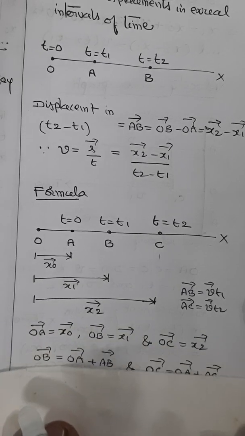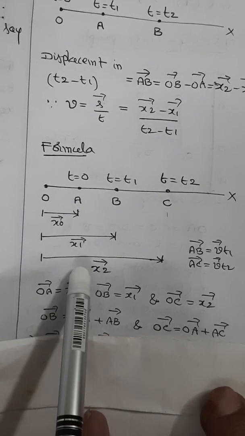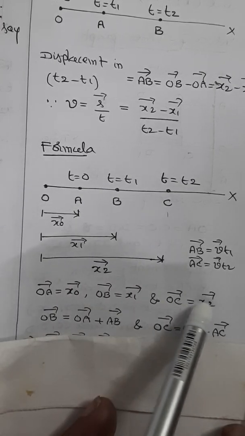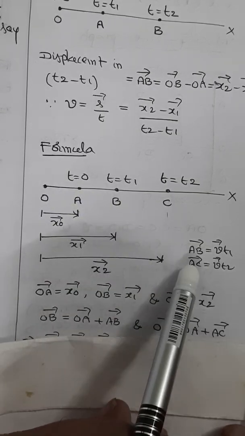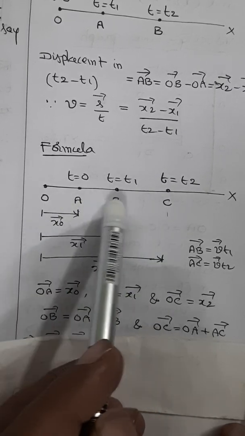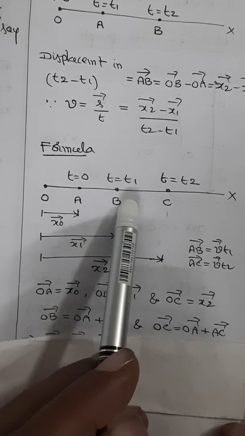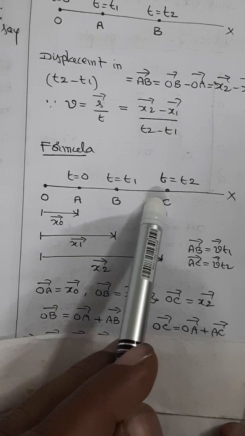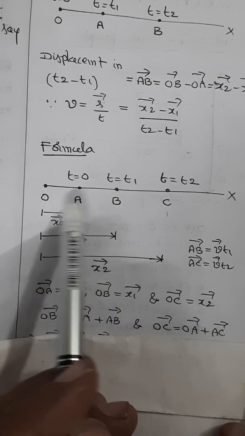Now here, if you observe the values, vector OA is x0, vector OB is vector x1, vector OC is vector x2, and vector AB is vector v into t1, and vector AC is vector v into t2. Now if you take vector OB here, vector OB is nothing but vector OA plus vector AB. Similarly, vector OC is nothing but vector OA plus vector AC.